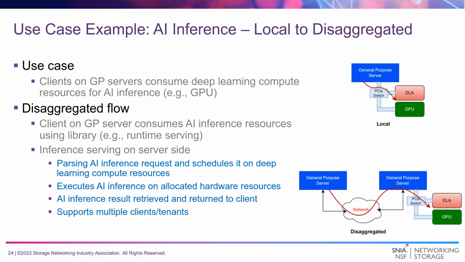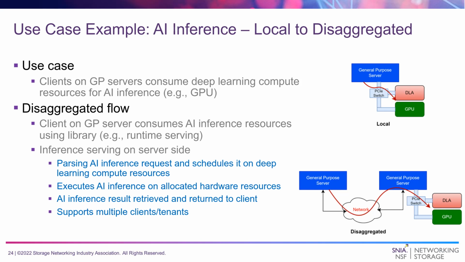All right, so let's go over to the next use case, which is AI inference. Here on the local case, a client consumes those resources locally over the PCI using the driver and runtime of the DLA, the Deep Learning Accelerator. On a disaggregated flow, the client consumes those resources using a runtime serving library. The networking protocol is usually REST or gRPC, but it could be other protocols as well, something very well defined and clear cut.